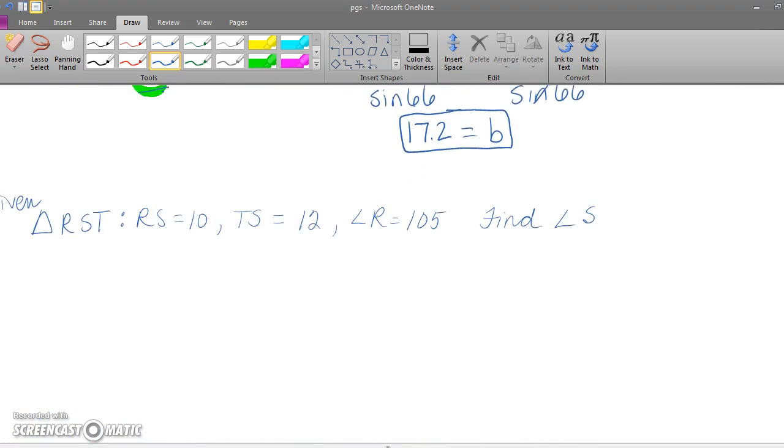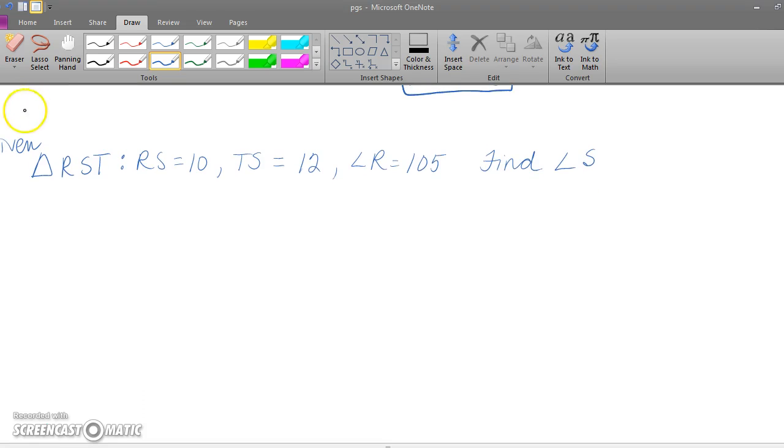We're going to do another example. I'll give you a minute to write it down. This will be example 2. And again, you can rerun the video at any time if it gets going too fast. This is triangle RST. RS is 10. TS is 12. Angle R is 105, and we want to find angle S.